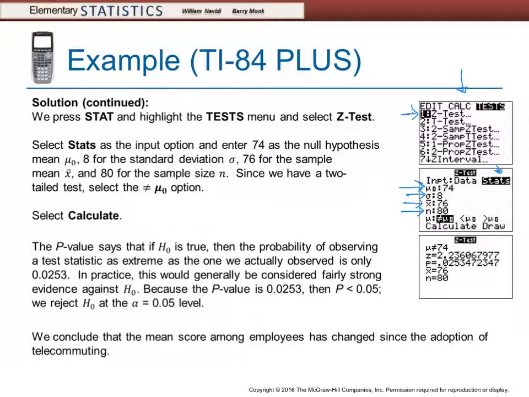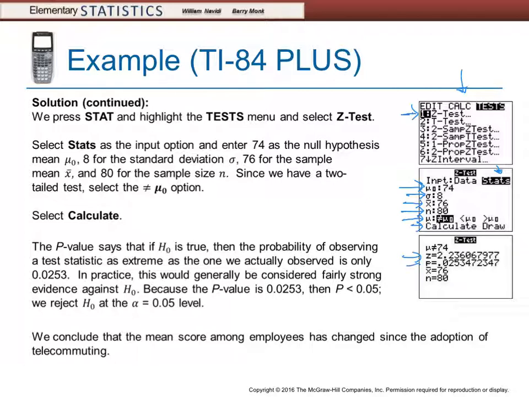And because the alternative hypothesis is not equal to, we'll choose the first option, not equal to mu naught. Then we'll hit calculate. When we hit calculate, we get a z-value of 2.236, such and such.